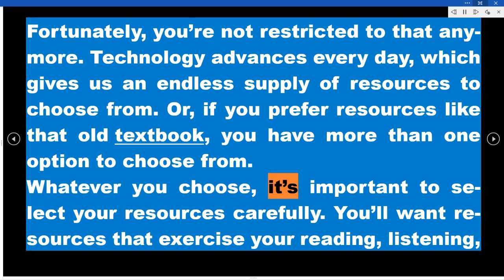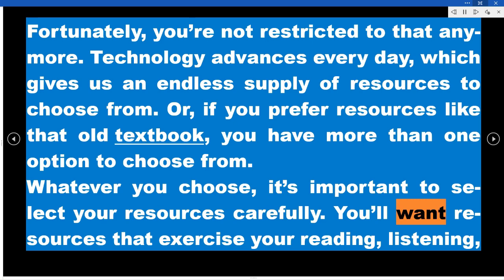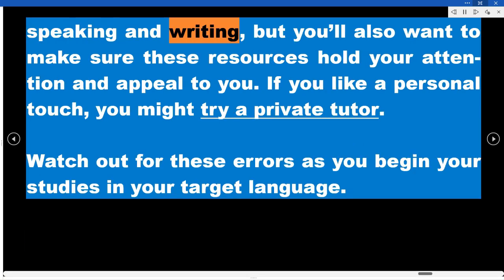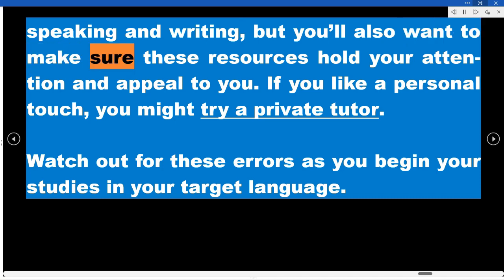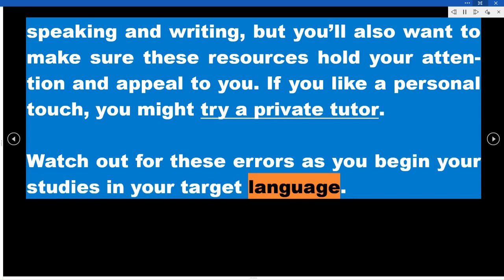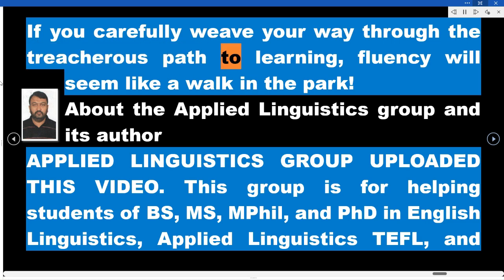Whatever you choose, it's important to select your resources carefully. You'll want resources that exercise your reading, listening, speaking and writing, but you'll also want to make sure these resources hold your attention and appeal to you. If you like a personal touch, you might try a private tutor. Watch out for these errors as you begin your studies in your target language. If you carefully weave your way through the treacherous path to learning, fluency will seem like a walk in the park.